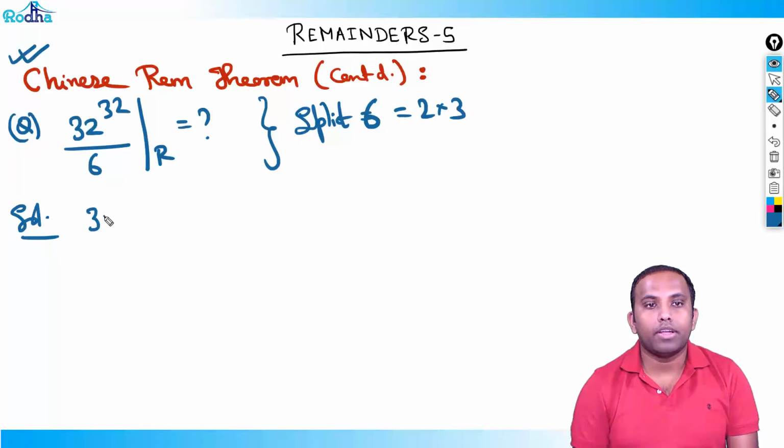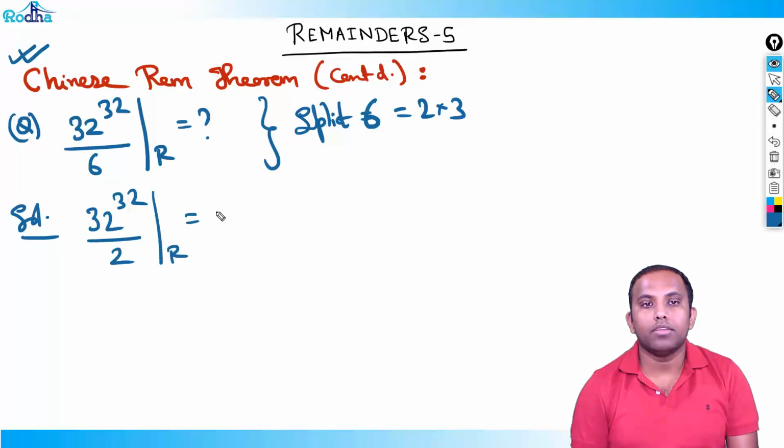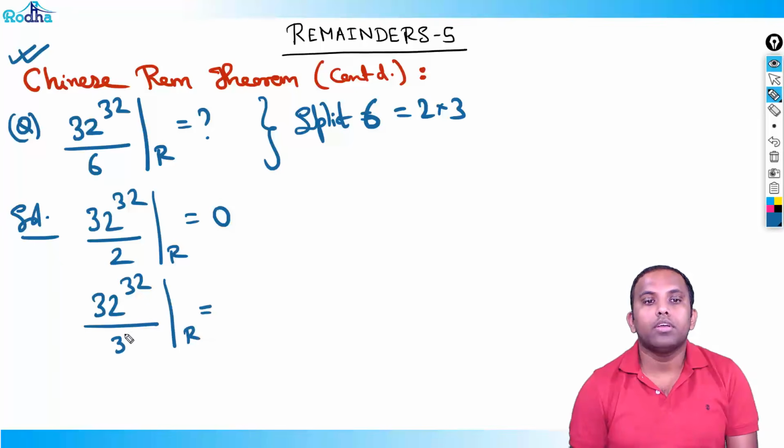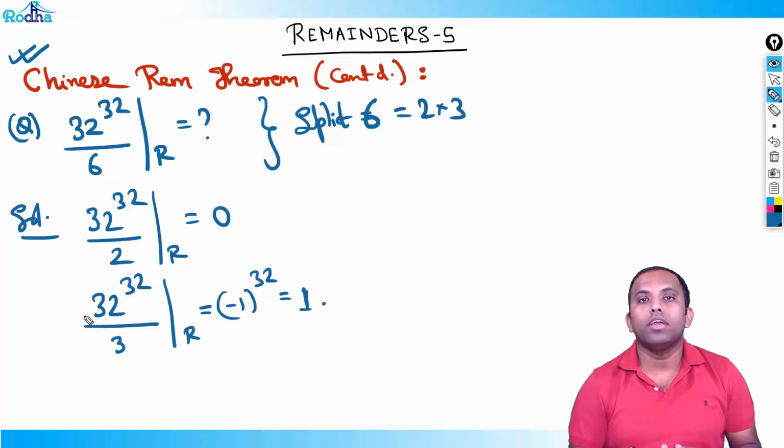So one time I'll divide 32 raised to 32 by 2 and find the remainder. That is 0, because the number is divisible by 2. Then 32 raised to 32 divided by 3, what is the remainder? 32 by 3 gives remainder 2, and 2 by 3 is minus 1. So it is minus 1 raised to 32, that is 1 only.